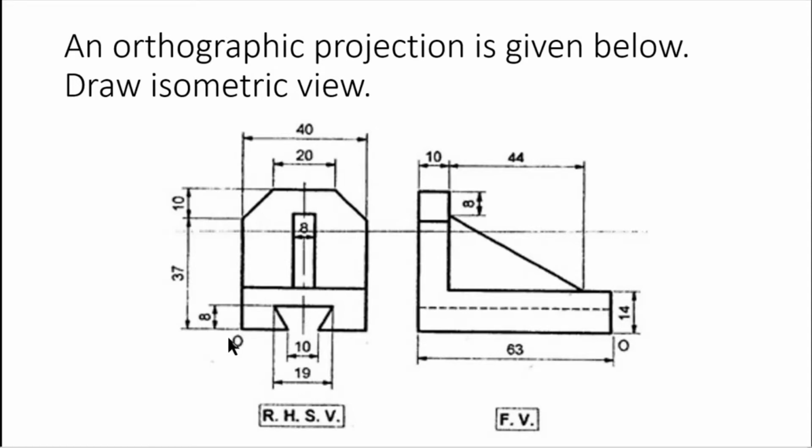So we'll try to find the maximum dimension of the component for which the front view and the right hand side view have been provided. From the front view, we get the maximum length of the object as 63 mm. From the side view, we get the depth of the component as 40 mm, while the maximum height is 37 plus 10, that is 47 mm. With all these values in our hand, we move on to the actual problem solving.